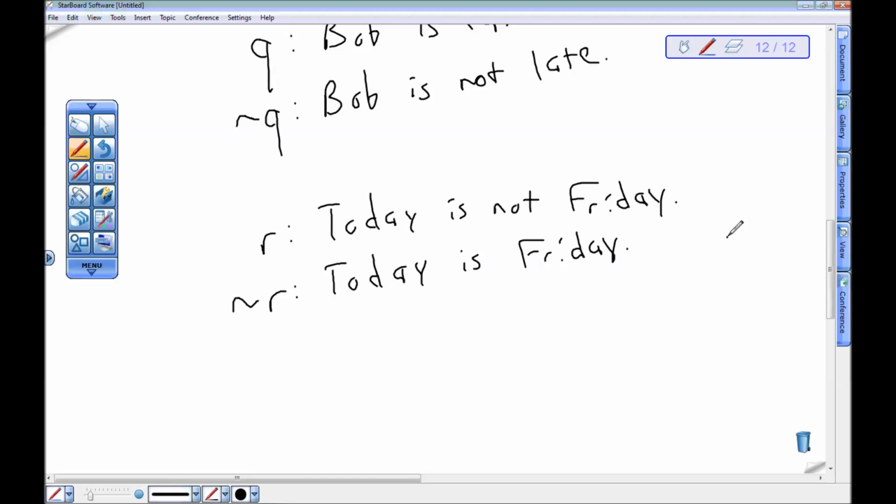Quantified statements are a little trickier to negate, but we'll talk about those in a different video. This one I just wanted to get the basics of what is a statement, how do I symbolize statements, what's a negation, and how do I symbolize negations.